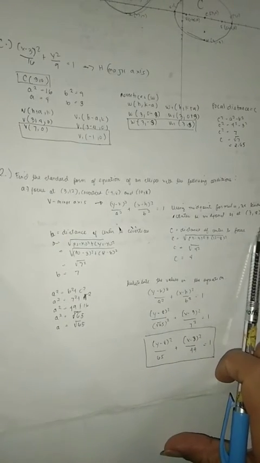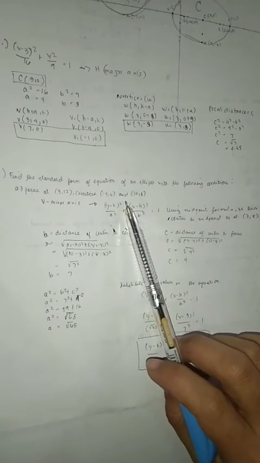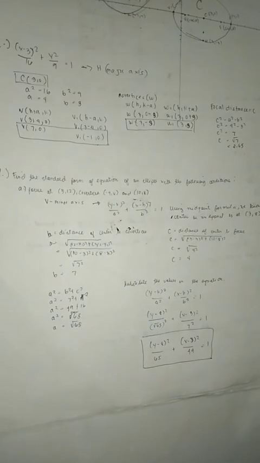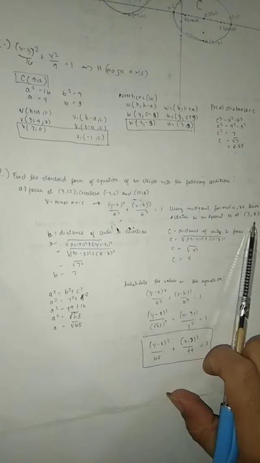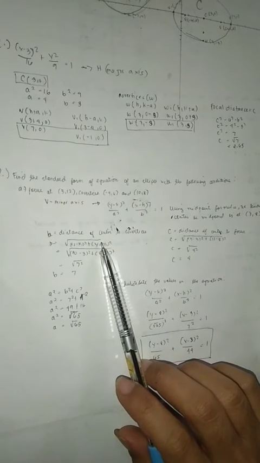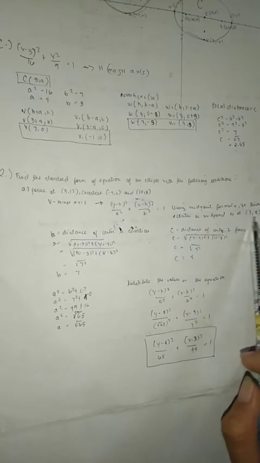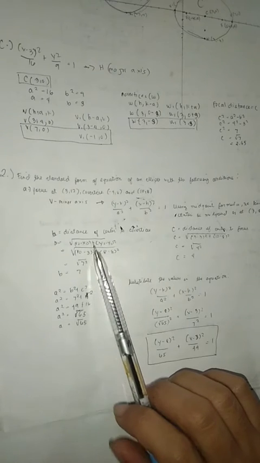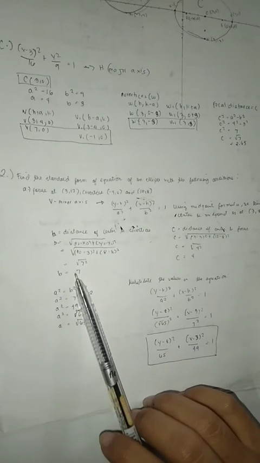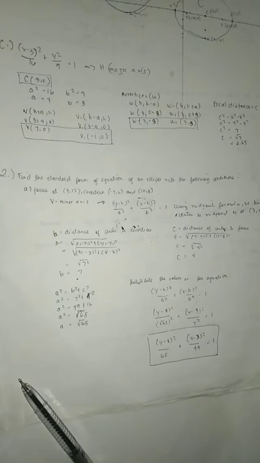Using the midpoint formula, we know that the center is the midpoint of the co-vertices. You have to solve for the midpoint of this. And the answer is (3, 8). That is the midpoint. And then b is the distance from center to co-vertex. We already have the center. The center is the midpoint of the co-vertices. So solve for the distance b, which is equal to 7. This is the distance from the center to co-vertex.